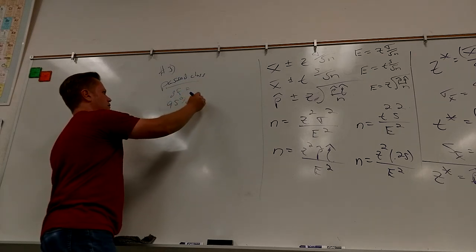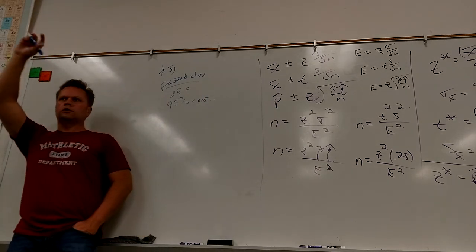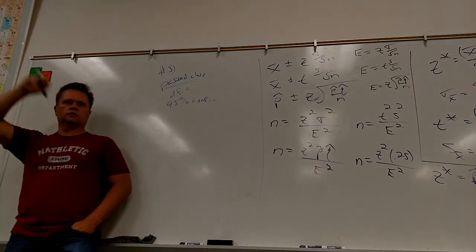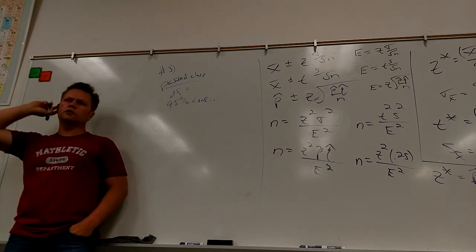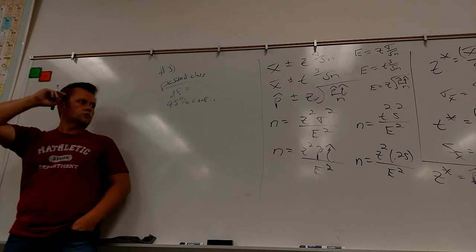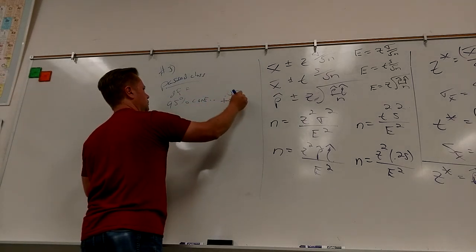95% confidence. You've got to figure out where you would look on the t-score chart for that. How many tails does a confidence interval always make? 2. So 95% confidence would be 0.05, 2 tails.